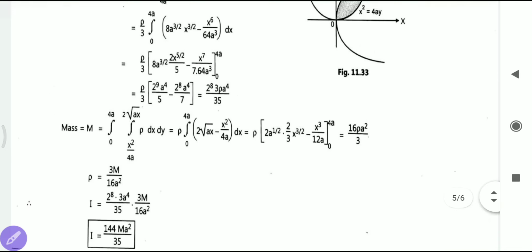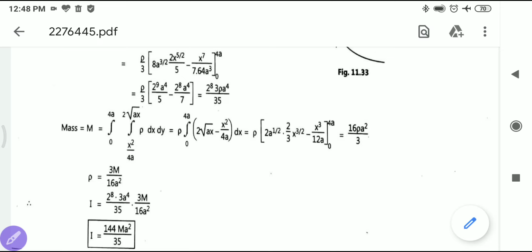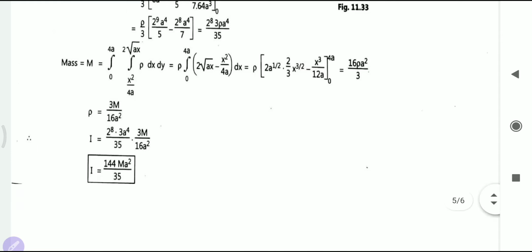So when you use the formula of mass, you are going to get the value of rho as 3m upon 16a square. Now this value of rho we are going to put in the previous result, and when you do it, you are going to get the answer as moment of inertia is 144 m a square upon 35, where m is the mass. Okay, so I hope you are getting the idea. Again, for moment of inertia, you are supposed to remember the formula. What is p? You have to remember, and then simply you have to do the double integration by drawing a strip parallel to x or y axis. Okay, so that's it. That is the end of unit number 6. Thank you very much.